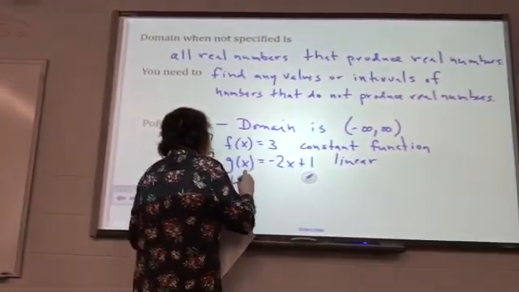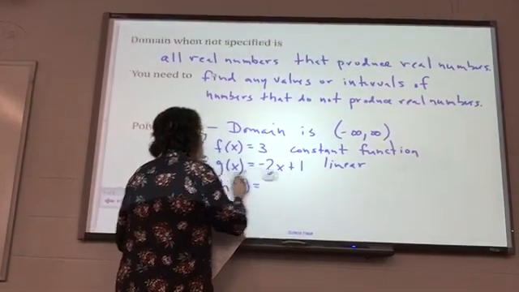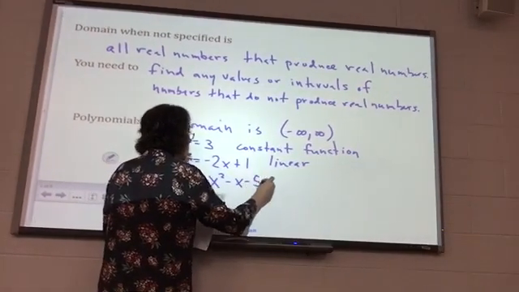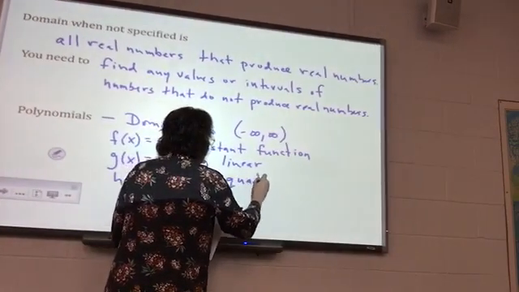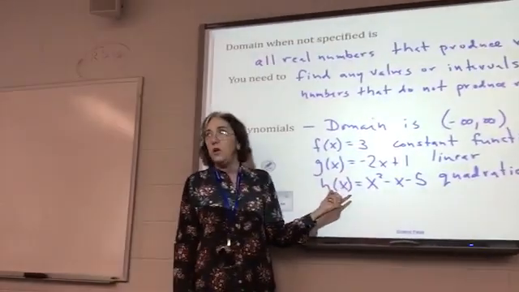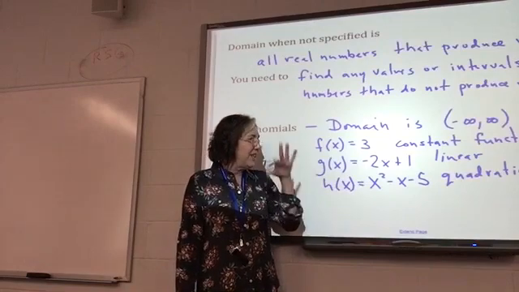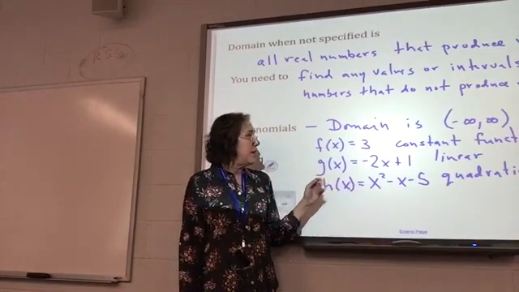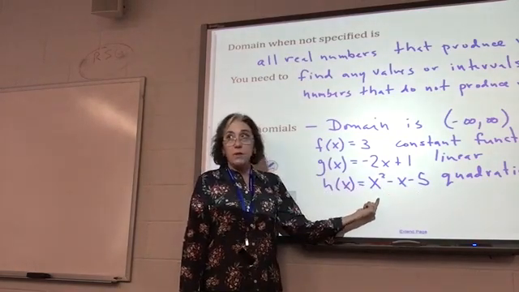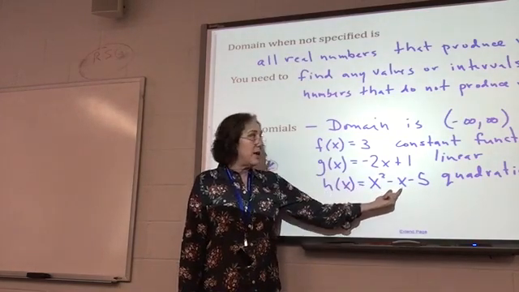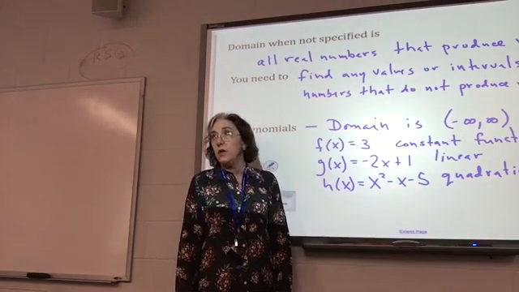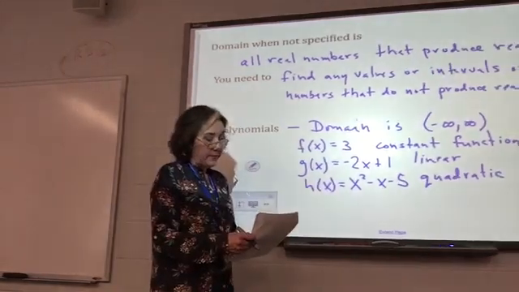Okay, let me give you a couple more. H of x is x squared minus x minus 5. That's called quadratic. That is a quadratic function. We're going to study these in Unit 2. You're going to have a little bit of the basic kind next week. But what do we do to our input? We square the number, we subtract that number, and then we subtract 5. That always produces another number. So all reals is the domain.